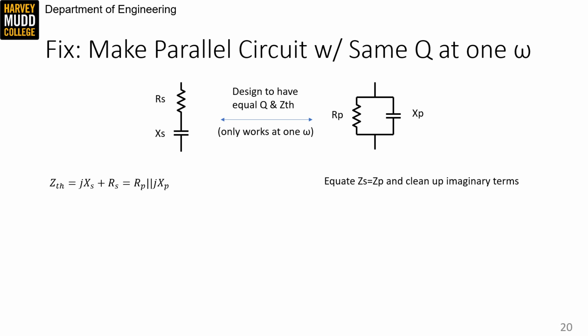We can make a parallel model of a component that matches the series behavior, as long as we confine ourselves to one frequency, by making sure the impedance and quality factors of the series and parallel models are equal. This only works at one frequency because the series and parallel formulas are quite different from one another, but it's okay because we often only really care about the behavior of RLC circuits at resonance.